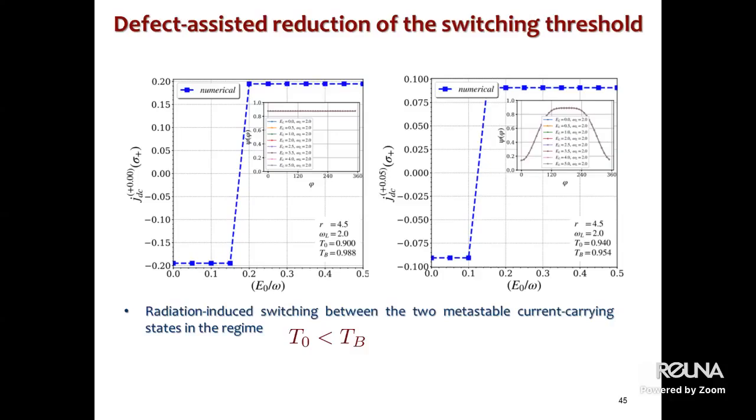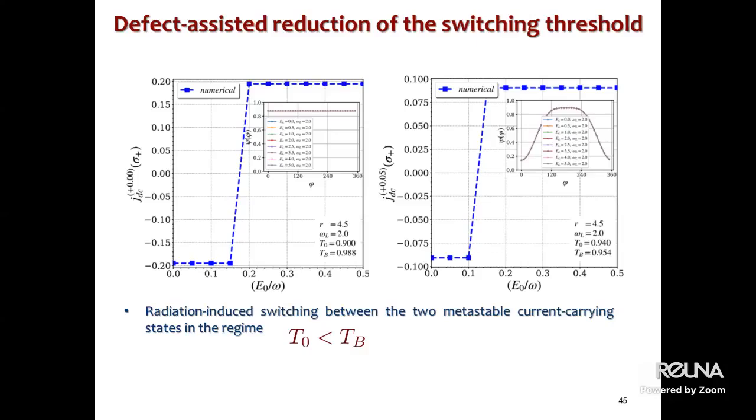So the left figure displays the switching effect for a clean sample, and the right one for a ring with a defect. The switching occurs in the clean ring sample at approximately amplitude 0.2, and in the right panel at 0.15. So we see that the defect reduces the switching threshold by approximately 25%.